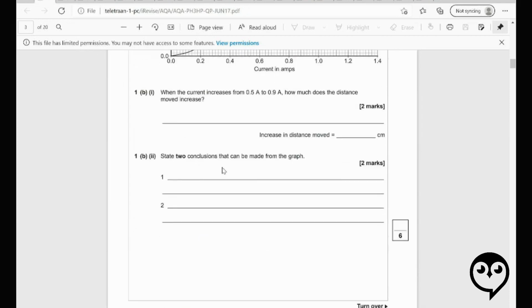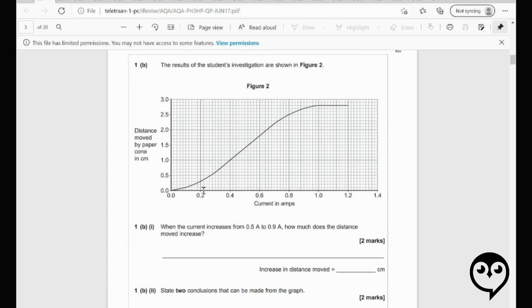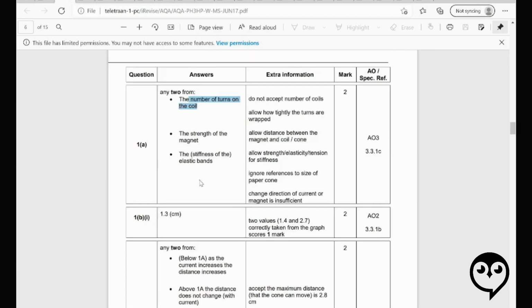State 2 conclusions that can be made from the graph. Once you get to a certain current, that's the maximum that cone's going to move. It tends to increase at an increasing rate, and then it's constant for a bit, and then it increases at a decreasing rate. Is that what they're looking for?